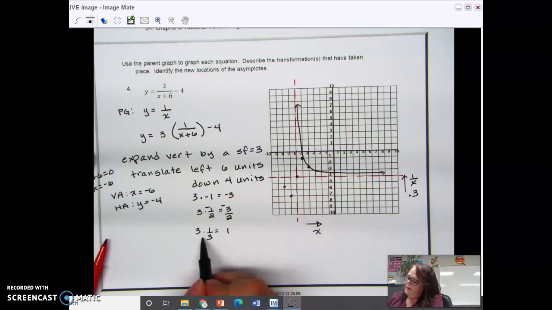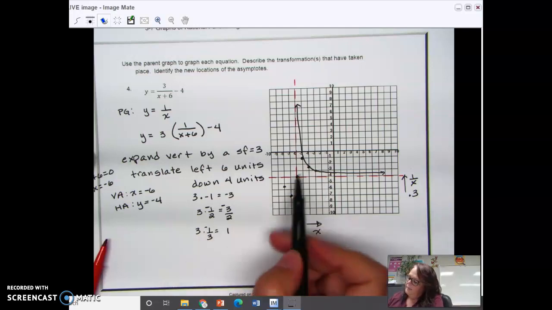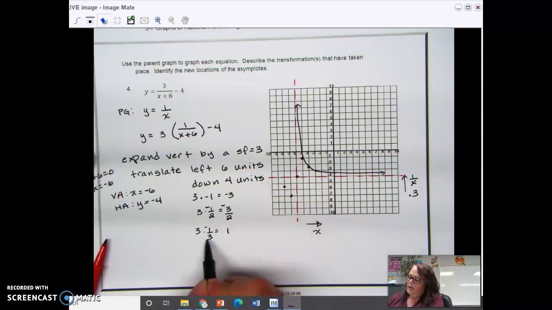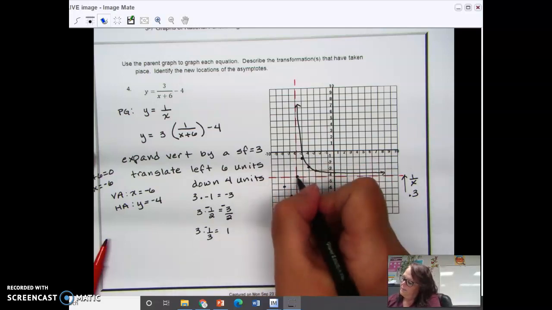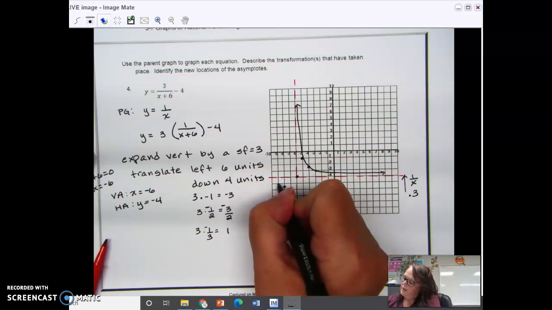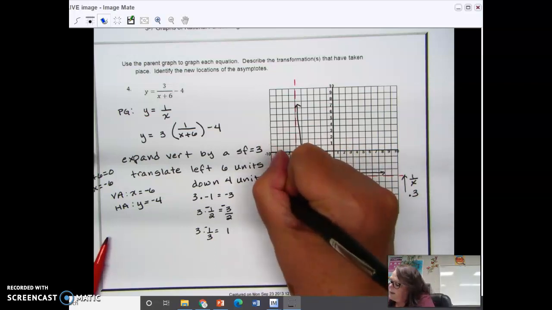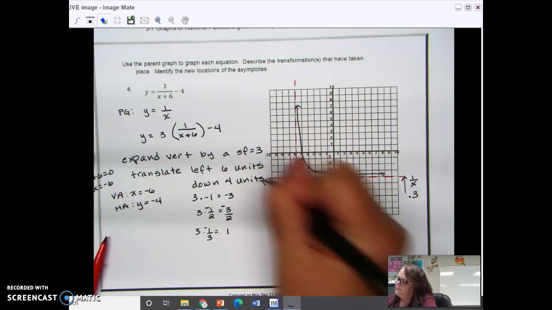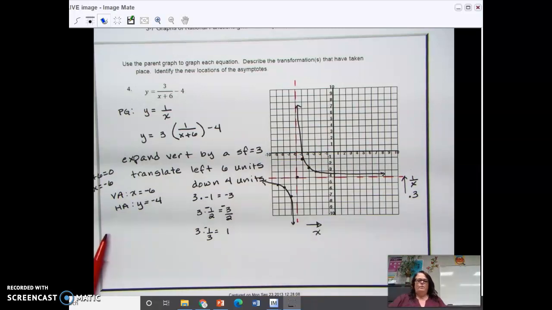And then to the left 3, the reciprocal of negative 3 is negative 1/3. And if I multiply that by 3, that means instead of going down 1/3, I'm going to go down 1. And then again, I'm going to follow my asymptotes without actually touching them. And so then what we can do is go to Desmos and verify that what we did was correct.